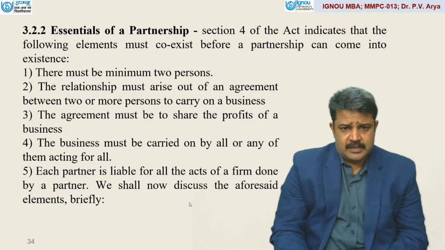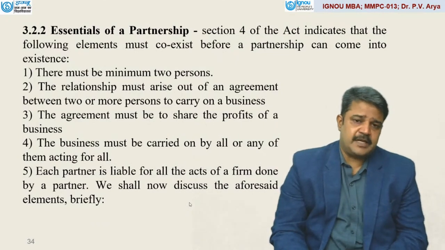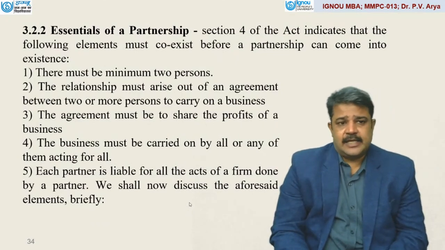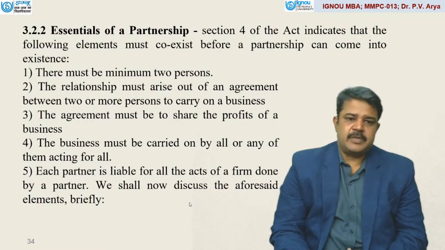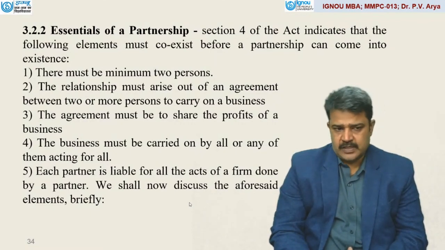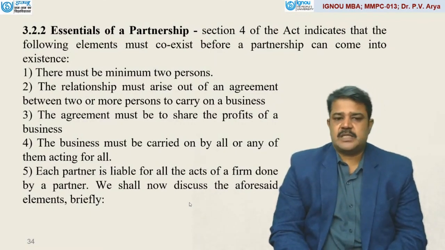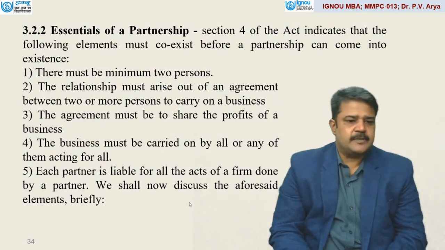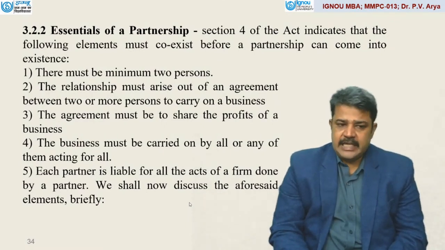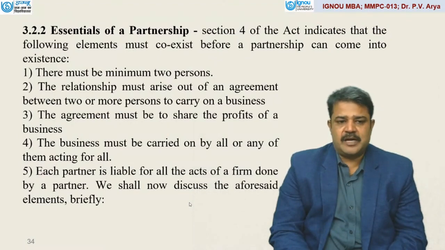What is the essential of a partnership? It is explained in Section 4 of the Act that there must be a minimum of two persons. The relationship must arise out of an agreement between two or more persons to carry on a business. The agreement must be to share the profits of the business. The business must be carried on by all or any of them acting for all. This fourth point is important. Fifth, each partner is liable for all the acts of a firm done by a partner.